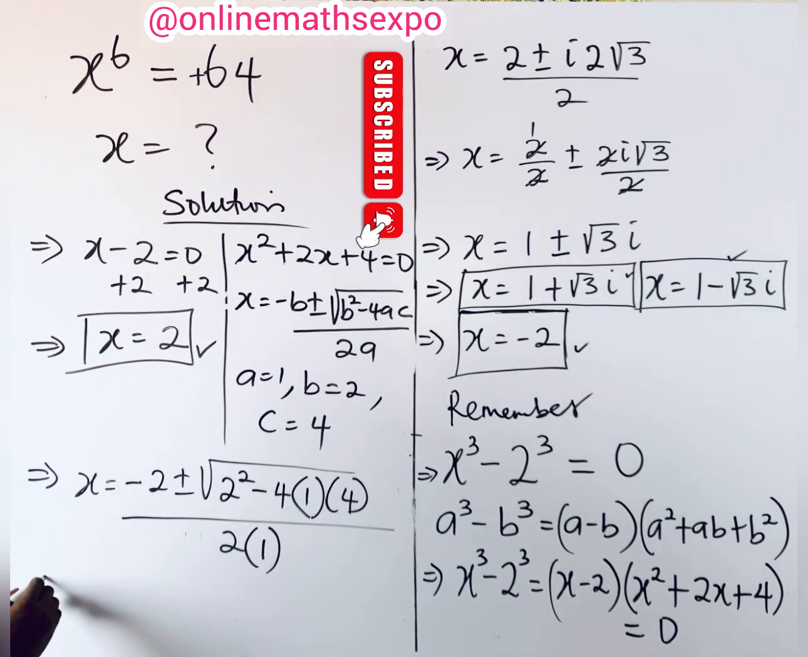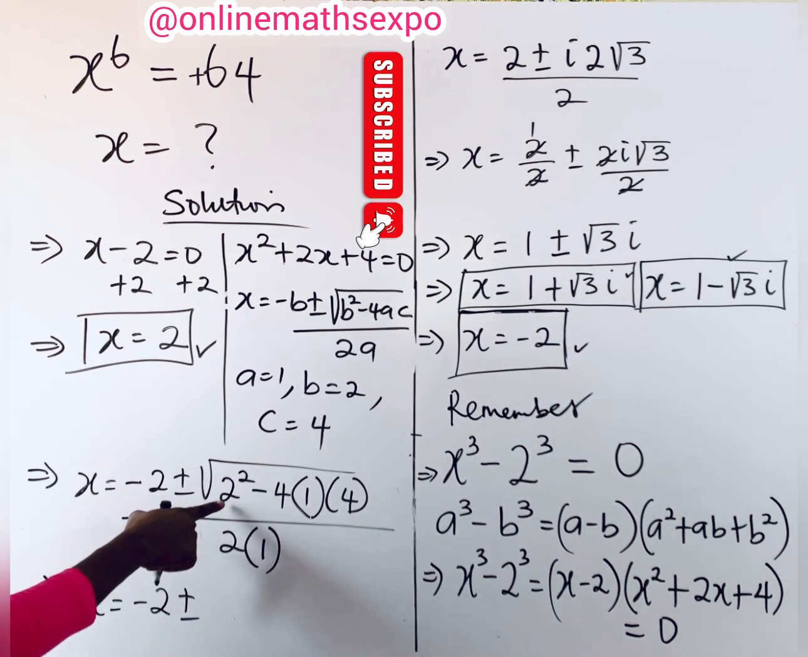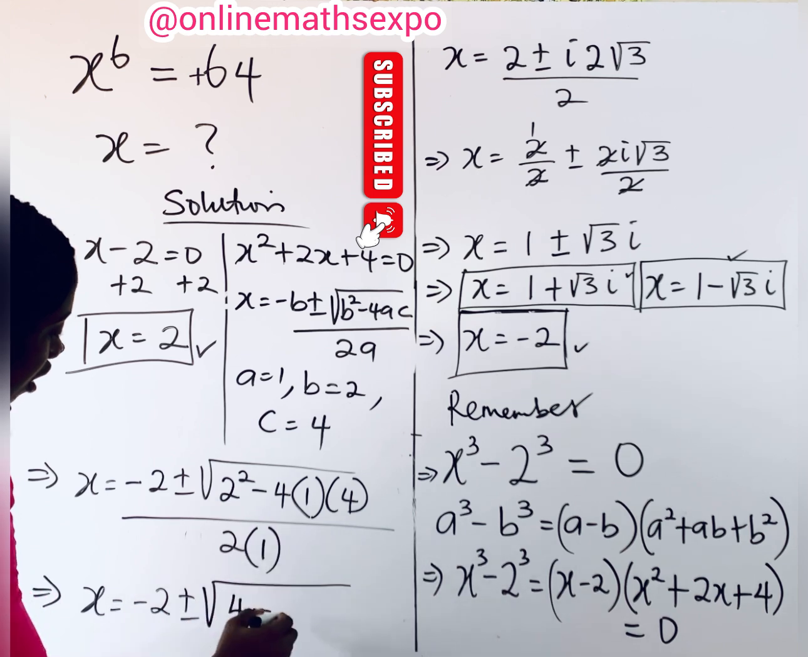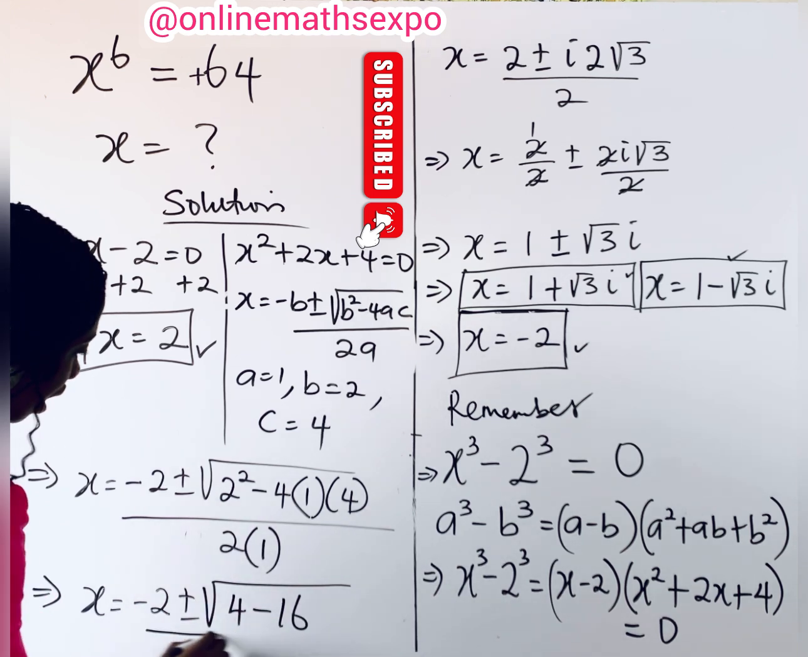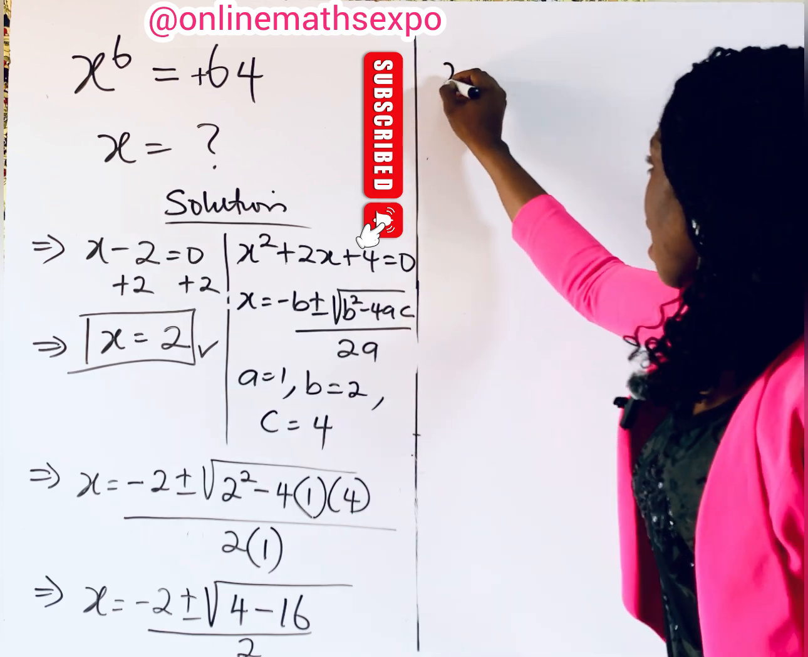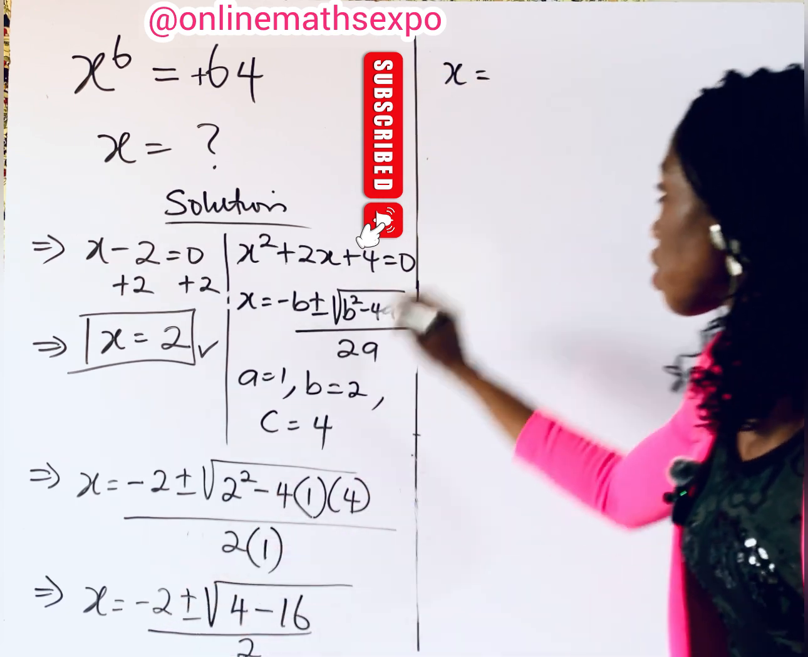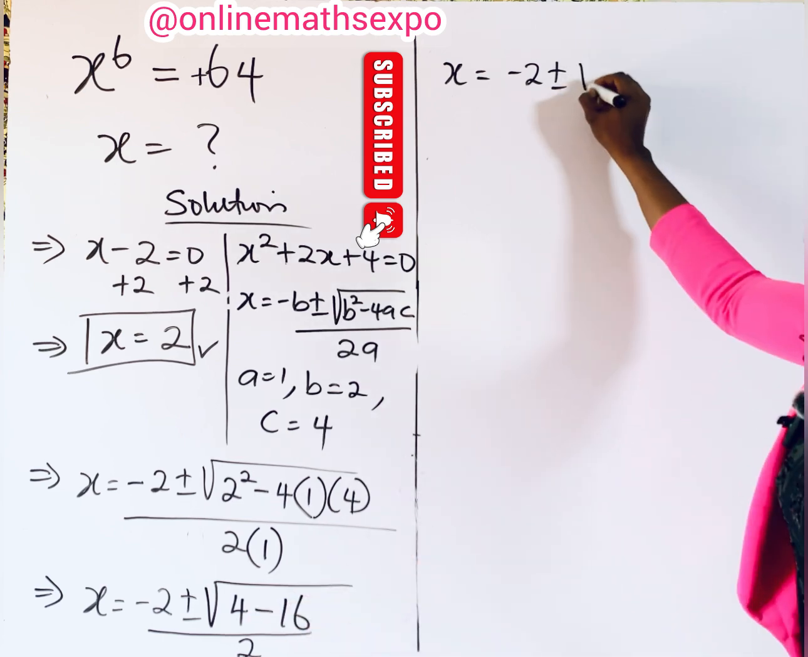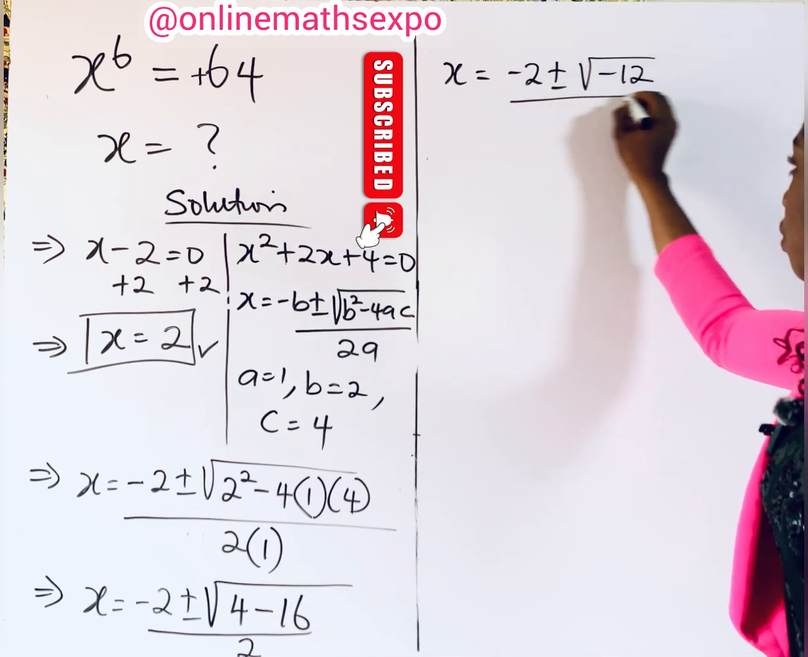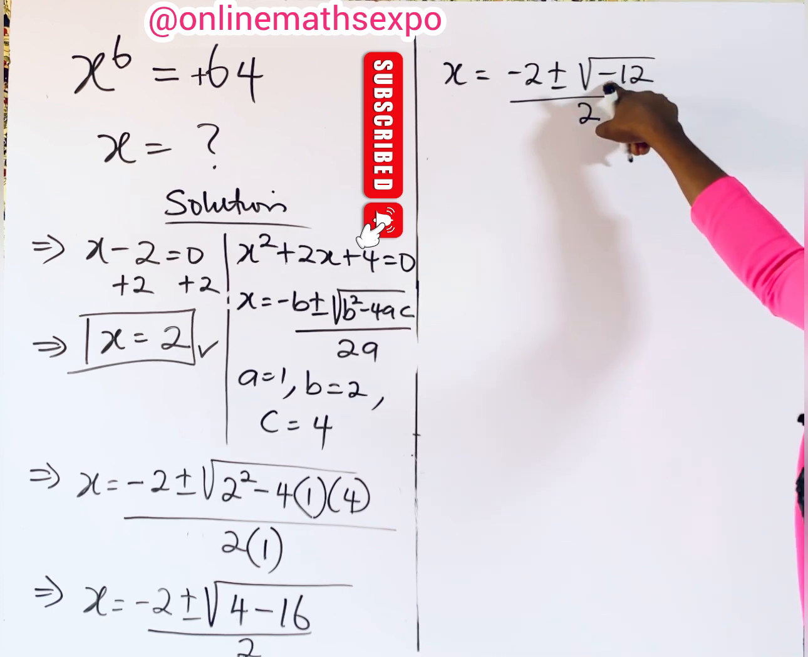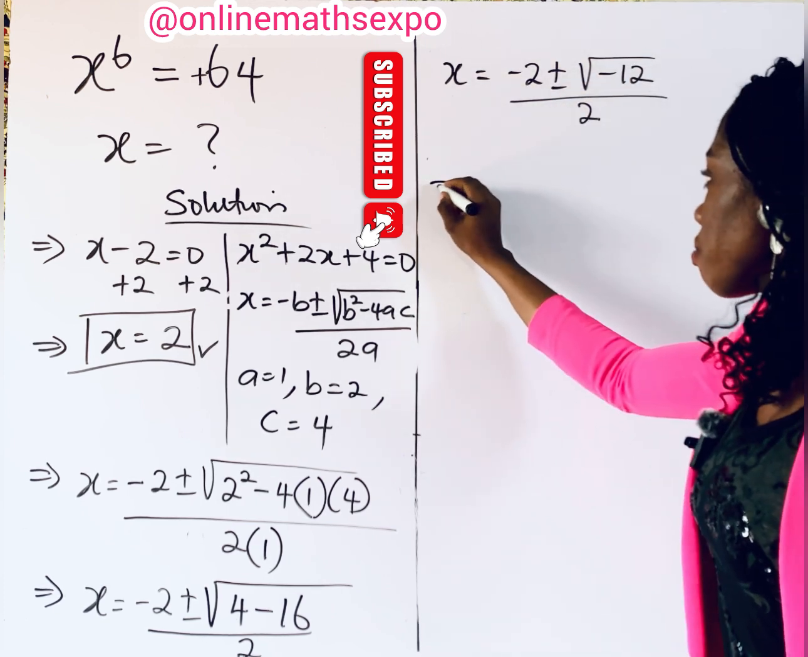Now let's simplify it. We are going to have x is equal to negative 2 plus or minus. Then square this, it gives us 4, minus multiply this, it gives us 16. Then divide it by 2. Multiply this, it gives you 2. This gives us x is equal to negative 2 plus or minus. If you subtract this, it gives us negative 12. Then divide it by this 2. Now what do you do again? You still remember we have negative. We just apply the same principle.